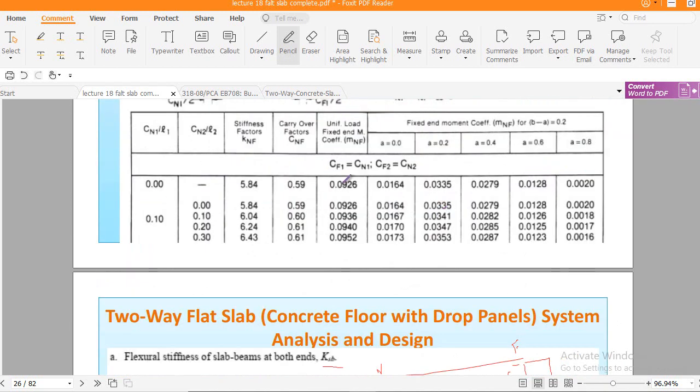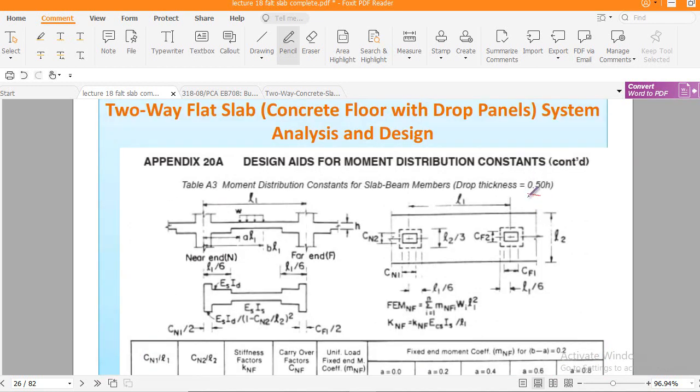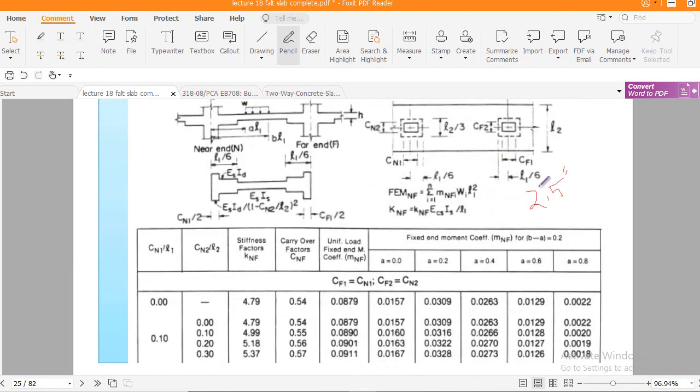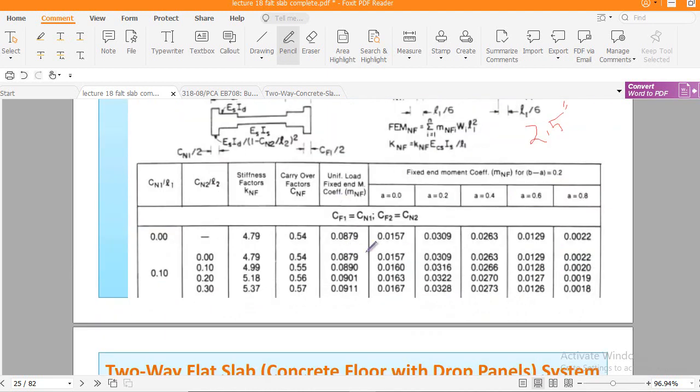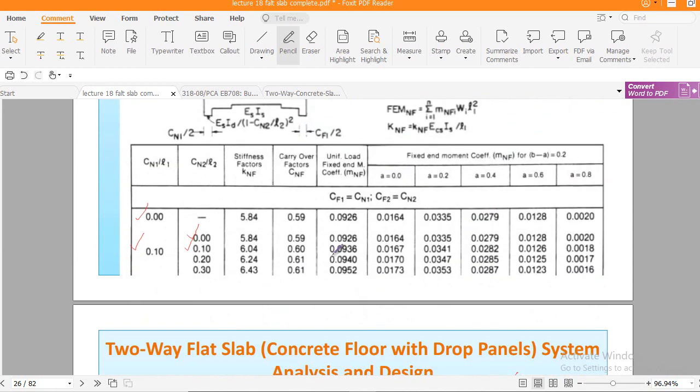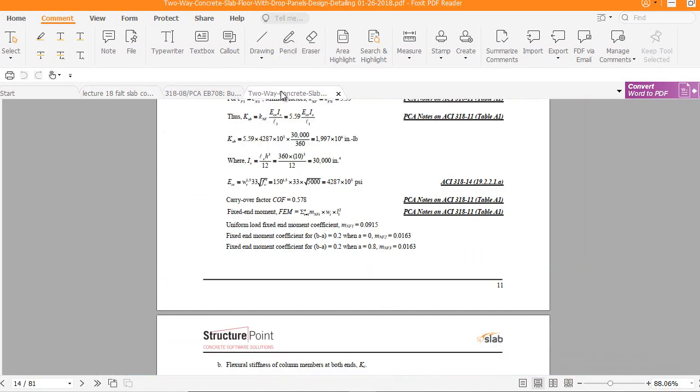These values are here. You see, uniform load, fixed end moment. When you have uniform load over the sections, you have to calculate the values in between these two values and interpolate between them. This one is 0.50h and this one is 0.25h. So one time you calculate MNF from this table and then MNF from the 0.5h table, and then interpolate between these two tables, and you get your required value, right?